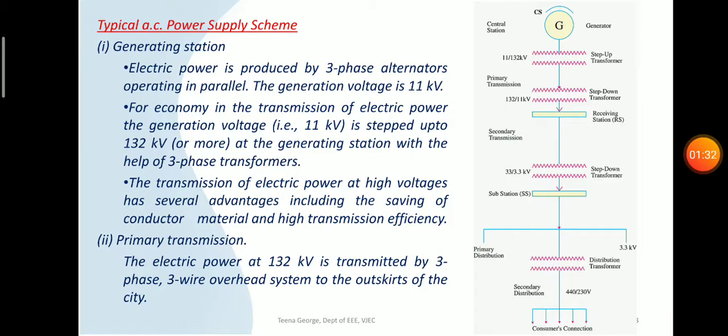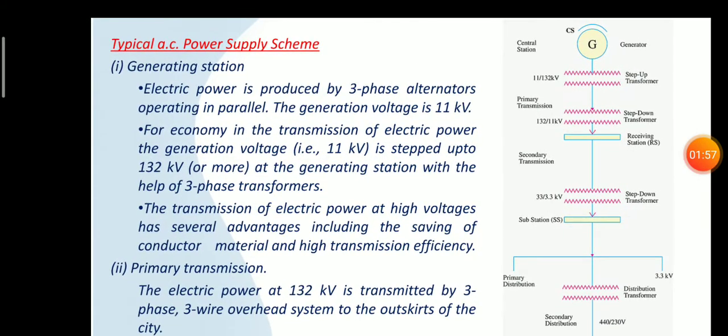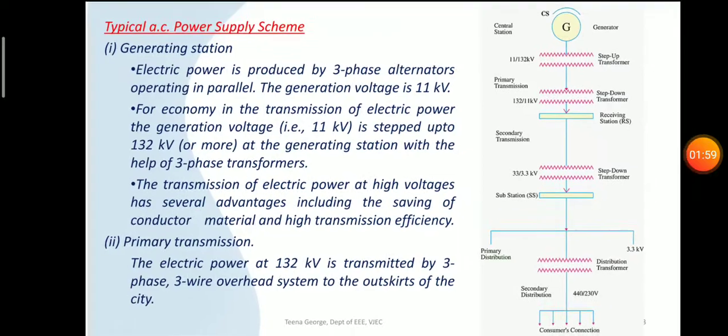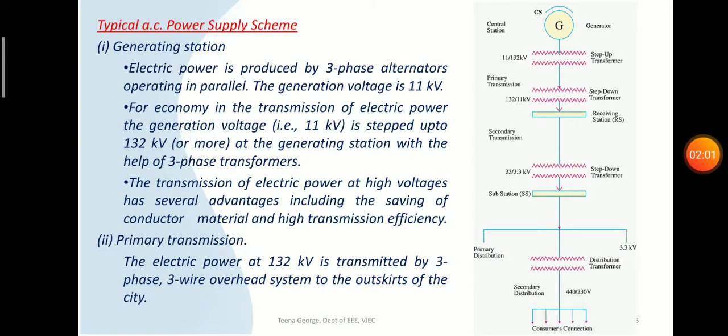Next is primary transmission. Electrical power at 132 kV or higher voltage is transmitted by a three-phase, three-wire system in primary transmission. Primary transmission uses high voltage. For a given amount of power, if the voltage increases, the current required is less. When the current is reduced, the I square R losses will be less and the efficiency can be increased.